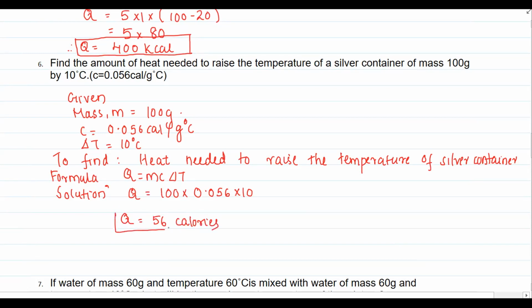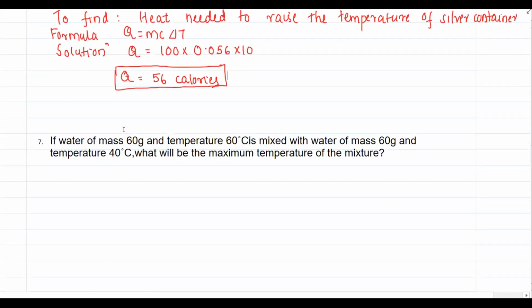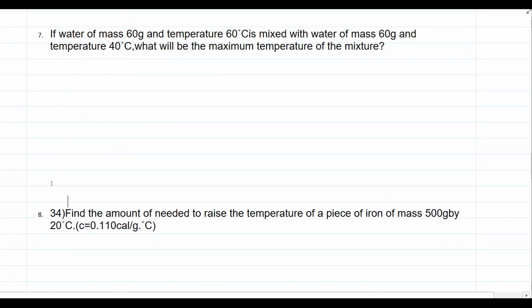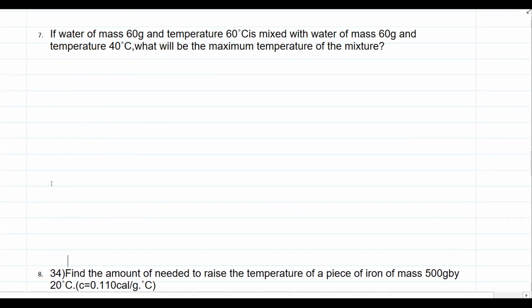So this is the amount of heat energy required to raise the temperature of silver container. I hope you all understood. Let us solve the next question. Next question is, if water of mass 60 gram and temperature 60 degrees Celsius is mixed with water of mass 60 gram and temperature 40 degrees Celsius, what will be the maximum temperature of the mixture?